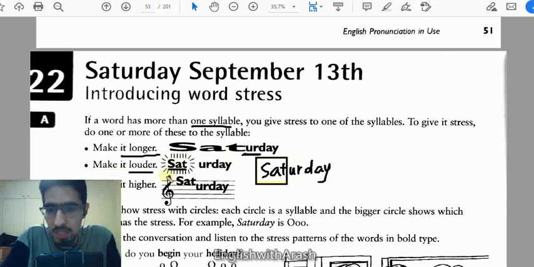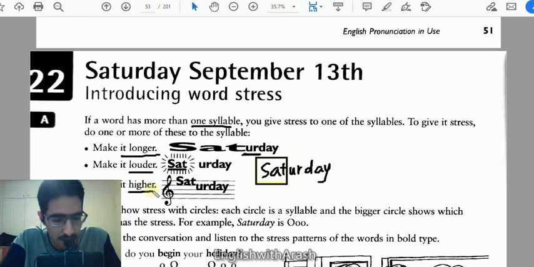Saturday. This is the second way. The next way is to use a higher pitch. Use a higher pitch.